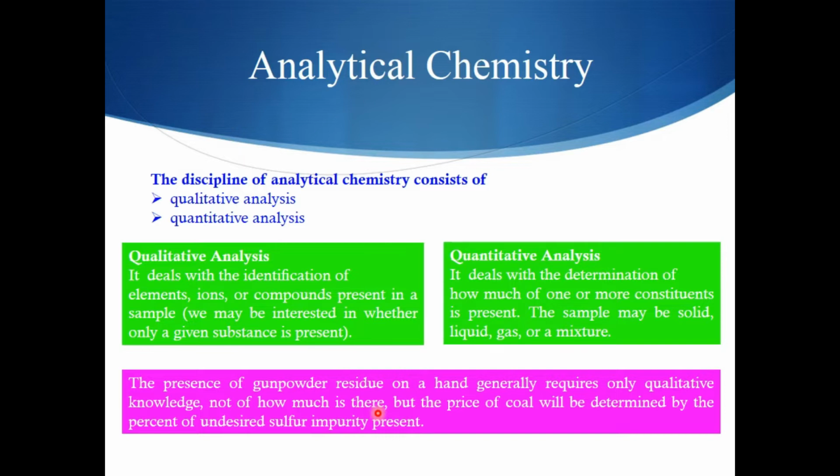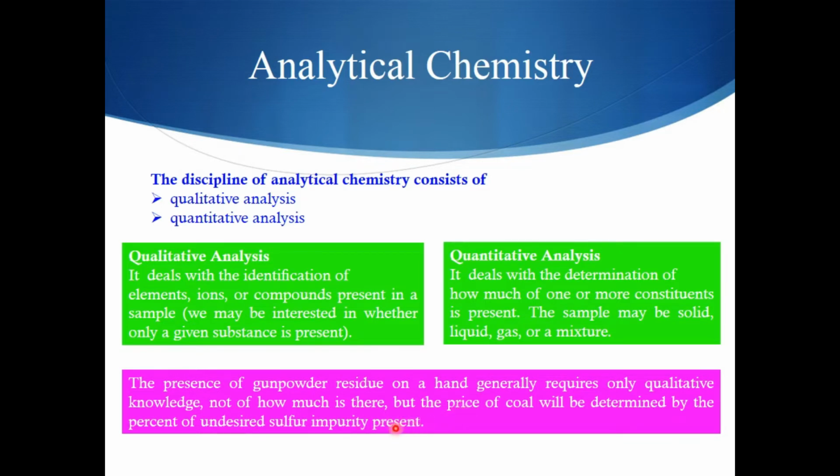So in this case we are only interested in the presence of the gunpowder, and that is only qualitative analysis and not quantitative analysis. The presence of even a minute residue on the hand of the person will prove that he or she is guilty. On the other hand, the price of coal will be determined by the percent of undesired sulfur impurity present.